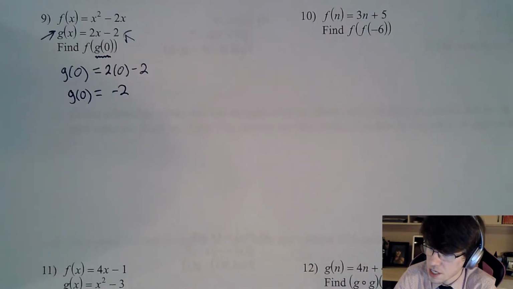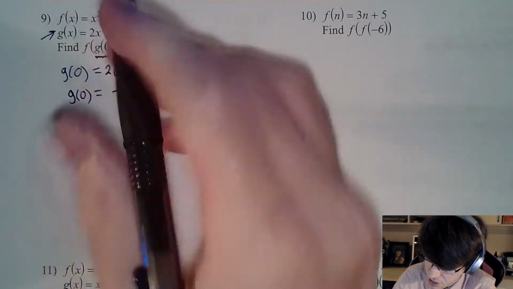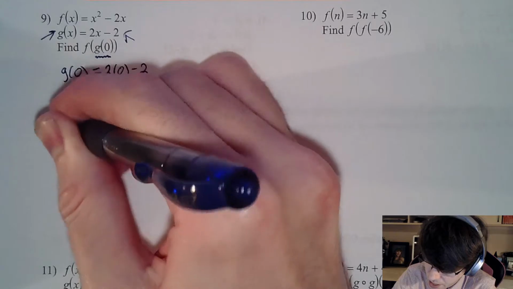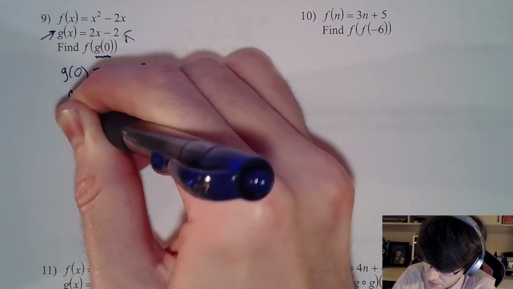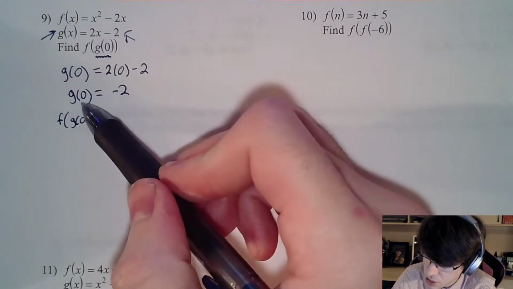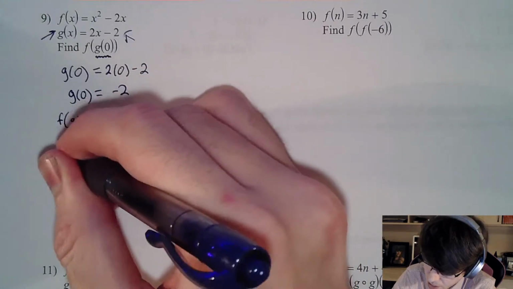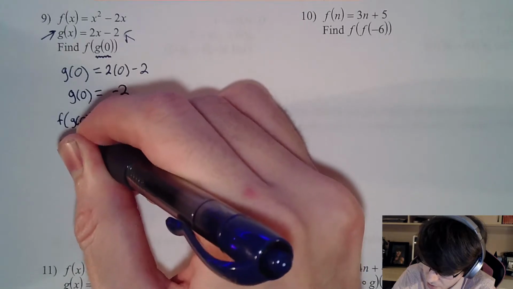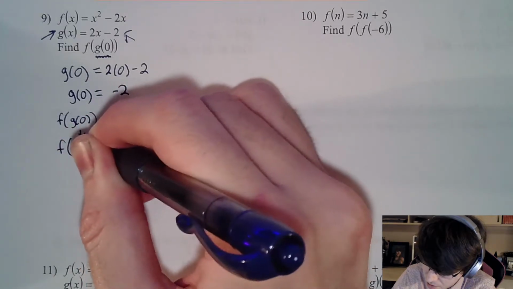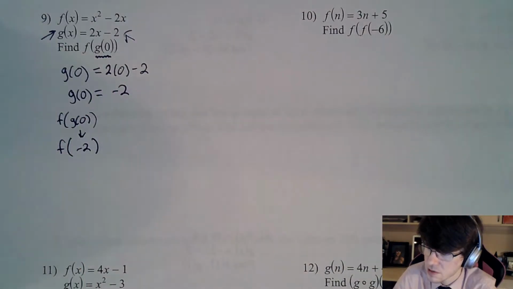However, the question itself wanted us to find f of g of 0. I'm going to write it again. You don't need to write it again on your paper if you don't want to. I'm going to write it again to make a point here that g of 0 is negative 2. So that means I can rewrite this g of 0 here. This guy here is a negative 2. So that's what we just found.